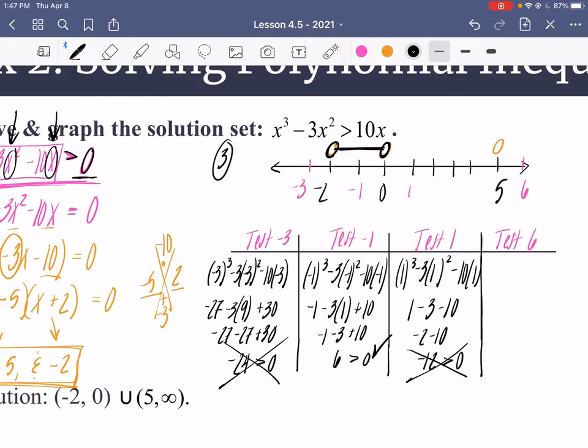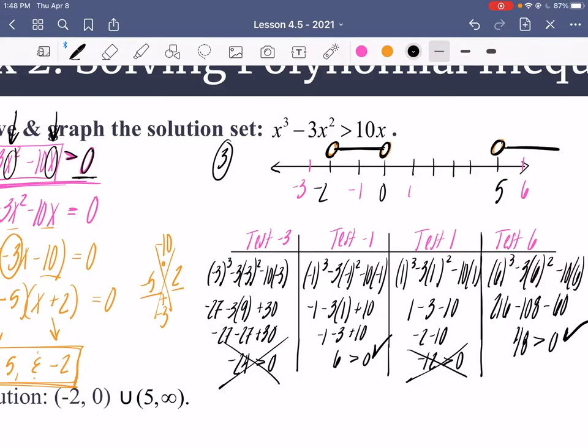Okay, and then last but not least, test 6. So I plug in that 6. I get 216 minus 108 minus 60, which is going to give me 48, which is in fact greater than 0. Okay, so this is another part of my solution set. So from 5 to positive infinity.